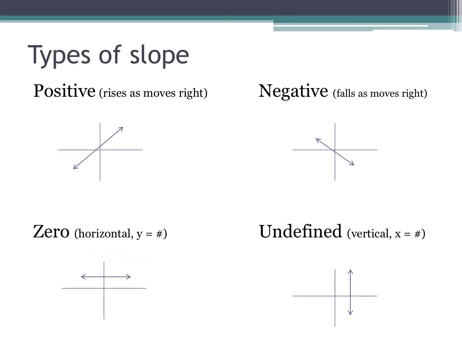The next slide has the types of slope. When it's a positive slope, your line is going to rise from left to right. When it's a negative slope, the line will fall from left to right. And when it's a zero slope, it'll be a horizontal line. It's always going to be a y equals a number.